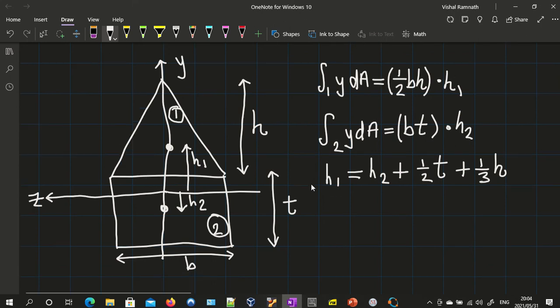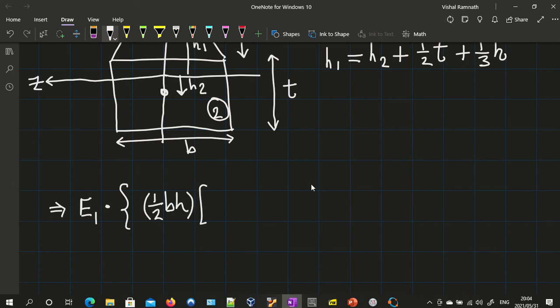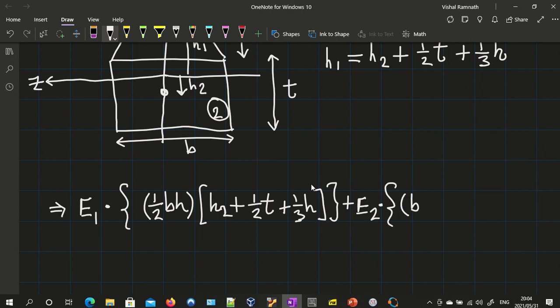Okay, substitute it, and then this would imply E1 times the area multiplied by H2 plus a half T plus 1/3 height, plus E2 times the area, which is BT, into H2. All of that is equal to 0.